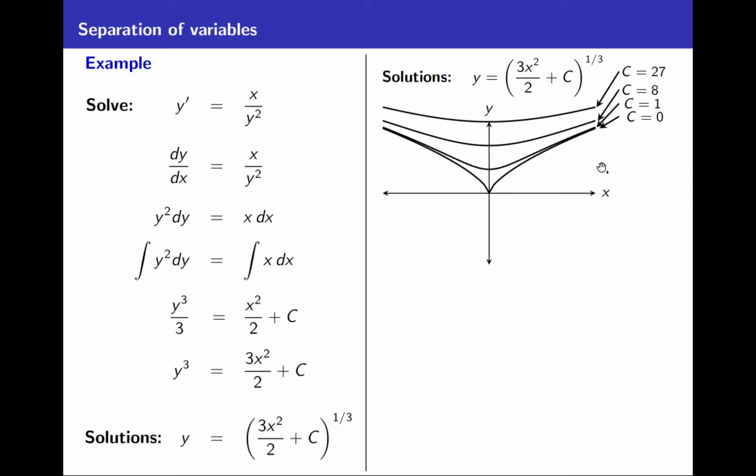You could also have negative values of c. Remember, we're taking the cube root here. You can take the cube root of negative numbers, so that's not a problem. If c were negative 6, the graph gets kind of interesting.